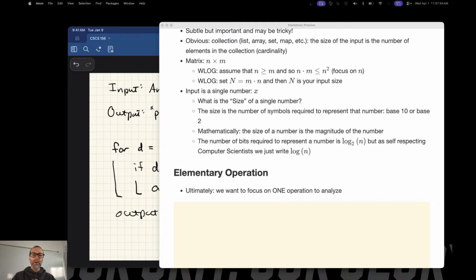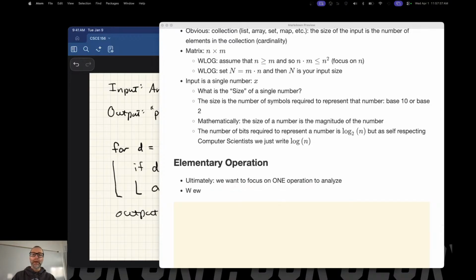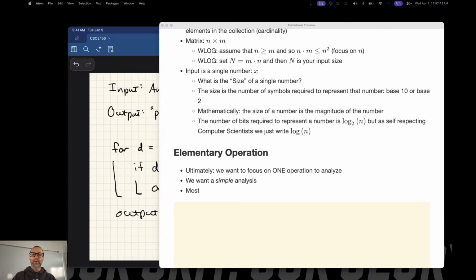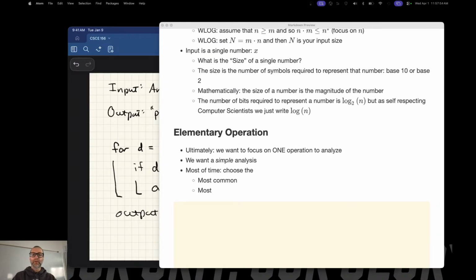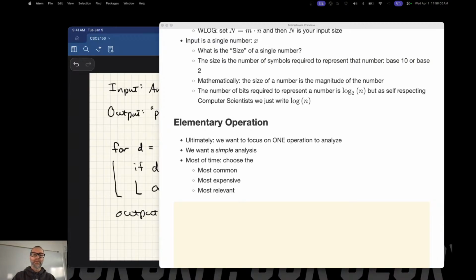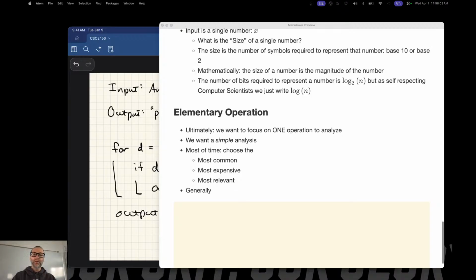All right. We want a simple analysis. We don't want it to get too complex. So most of the time, you choose the most common or most expensive or most relevant operation, right? Generally, however, we do not consider any operation necessary for the control structure of the algorithm. All right? And what do I mean by that?